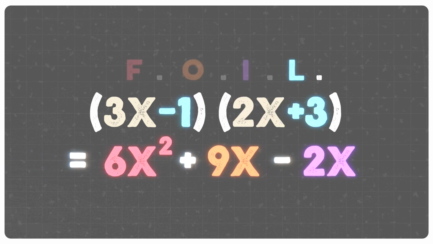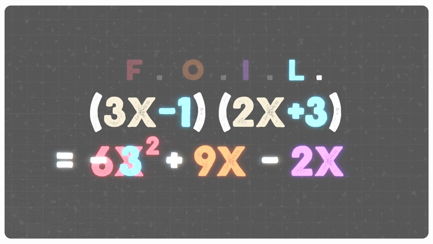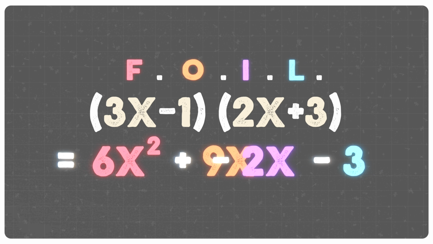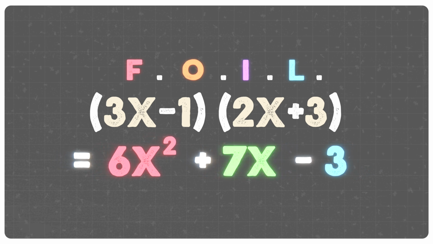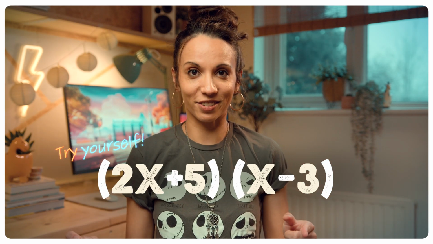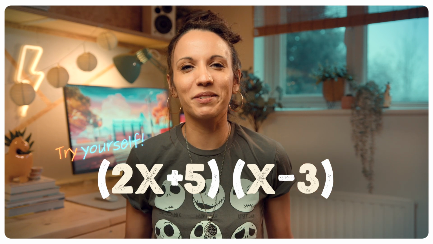Then we multiply the last terms. Minus 1 times plus 3 gives minus 3. Let's tidy up these middle terms. Plus 9x minus 2x is 7x, so we've got 6x squared plus 7x minus 3. Alright, here's one for you to try yourself. 2x plus 5, x minus 3. And you can leave your answer in the comments if you want it checked.